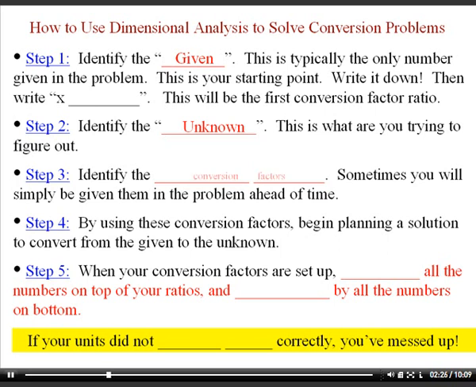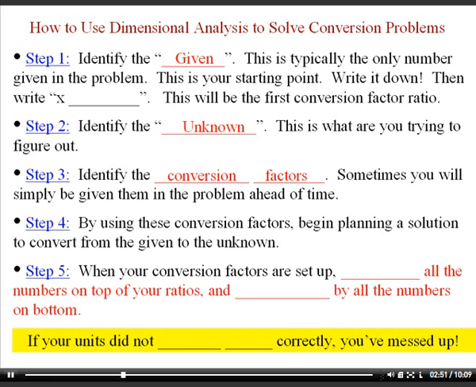Then for step 3, you're going to identify the conversion factors. Sometimes I'll give them to you, sometimes you'll have to know them, like how many days are in a week or how many minutes are in a second. For step 4, you're going to use the conversion factors to plan a solution. Again, if you're going from weeks to seconds, you can't do it in one step. You have to plan a solution, go from weeks to something smaller, like the number of hours or minutes, and then to the number of seconds.